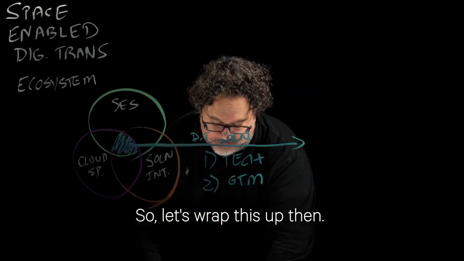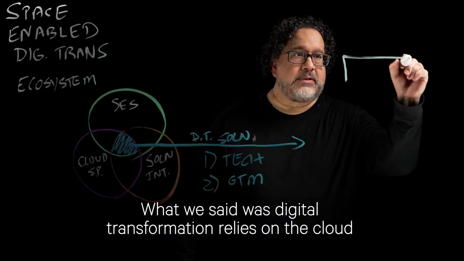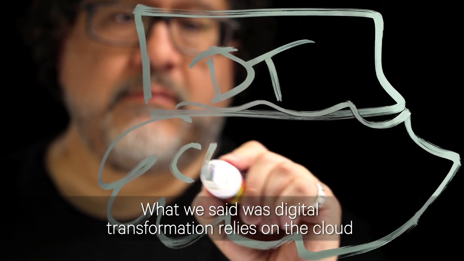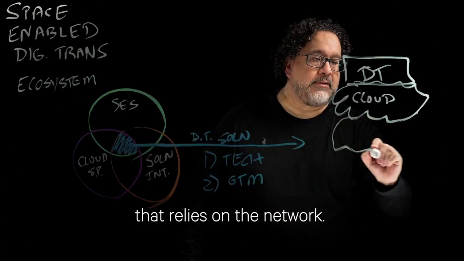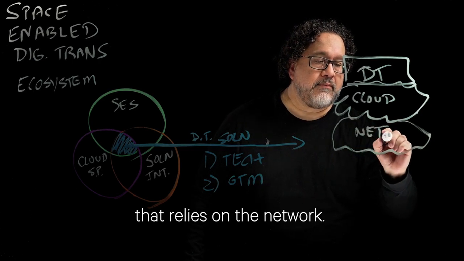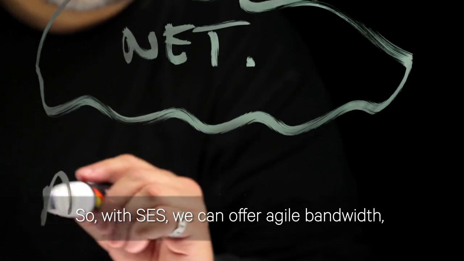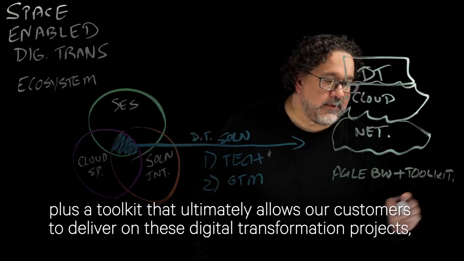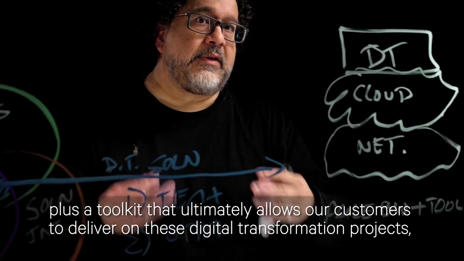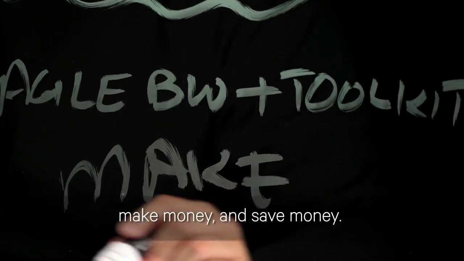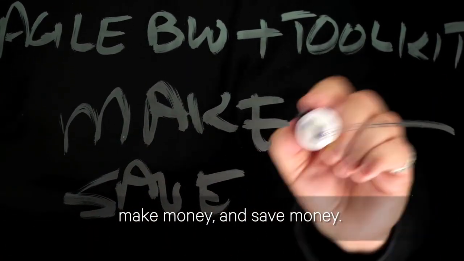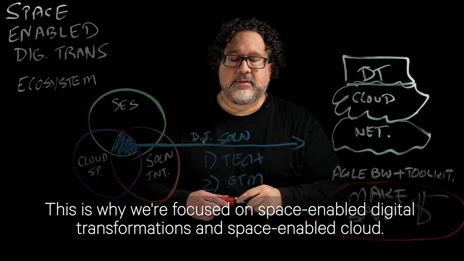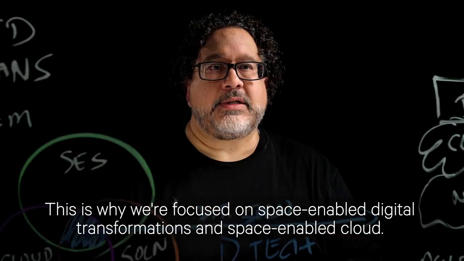So let's wrap this up then. What we said was digital transformation relies on the cloud. That relies on the network. So with SES, we can offer agile bandwidth plus a toolkit that ultimately allows our customers to deliver on these digital transformation projects, make money, and save money. This is what our customers are interested in doing. This is why we're focused on space-enabled digital transformations and space-enabled cloud.